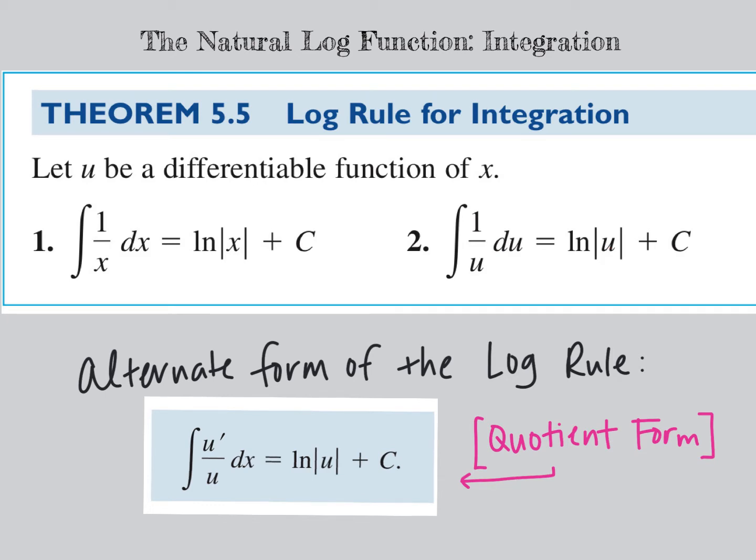Now, if something is a little more complex than 1 over x, let's say we have u prime over u, or some expression and then its derivative in the numerator, when we take the integral of u prime over u dx, we get the natural log of the absolute value of u plus c. This is called the quotient form or the alternate form of the log rule. So in your notes, I do recommend that you have one of these two written down. They're essentially the same idea. And then also this quotient form of the log rule for integration.